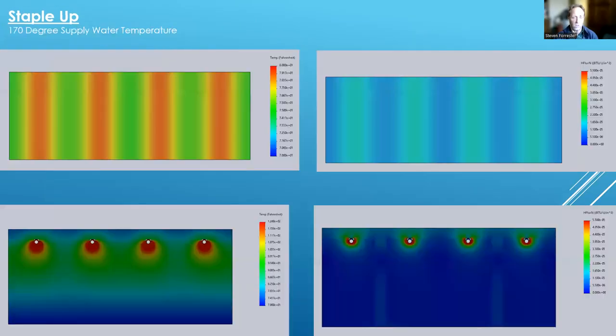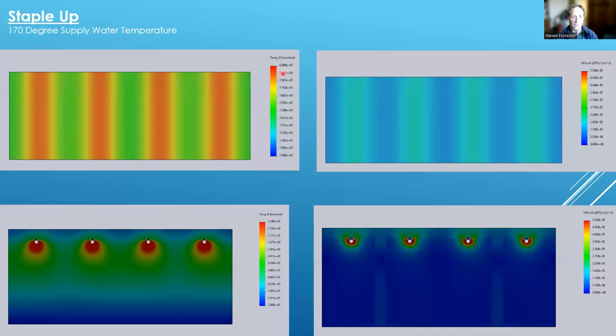So let's look at the results of this. This is a 170-degree supply water temperature. So this is a boiler system, be it gas, electric, propane, what have you. That's what's going to be supplying that water temp. Heat pumps can't do water at that temperature.